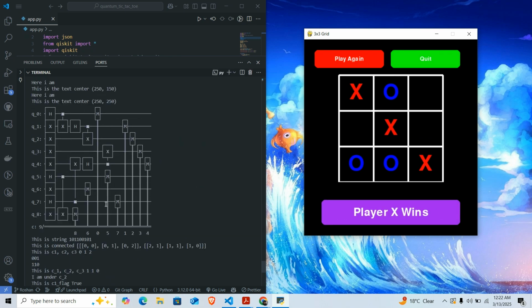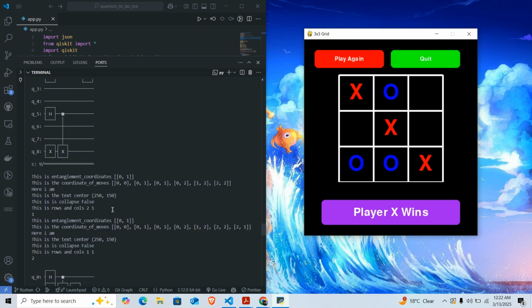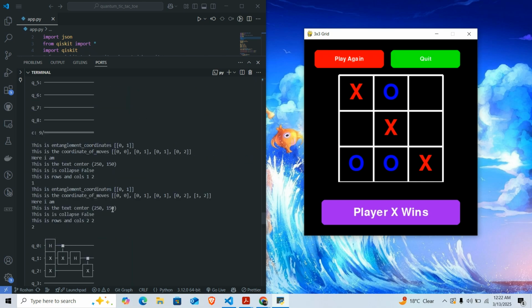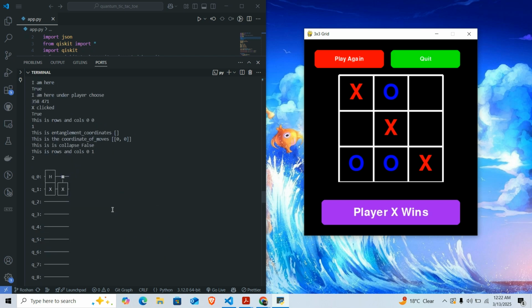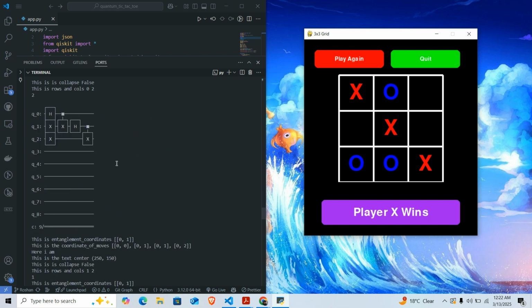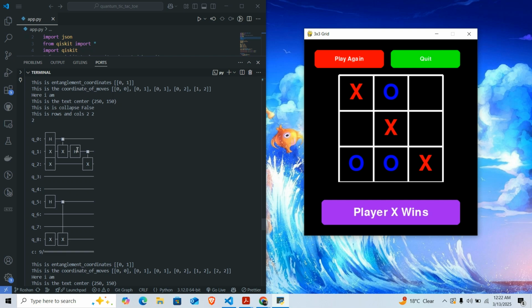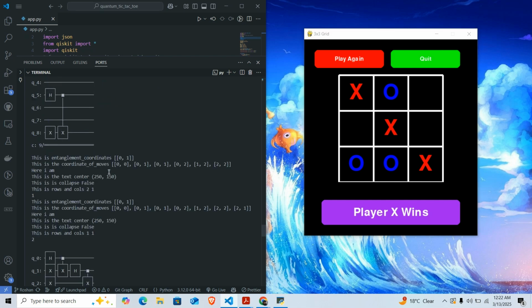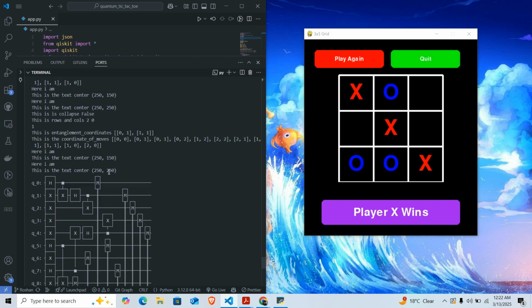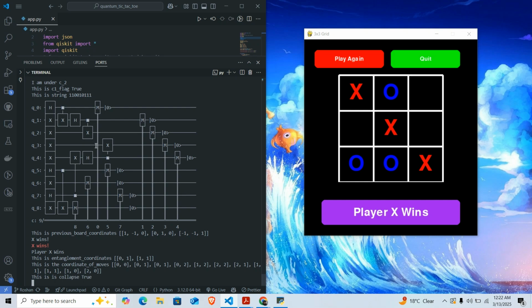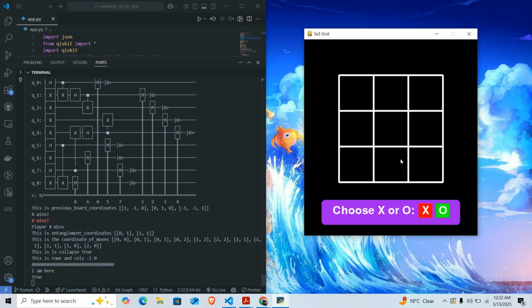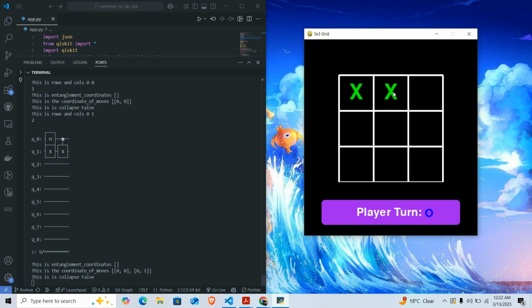For the entanglement, I'll show you the circuit later on. After collapsing, X already wins here. So let's play again, and let me show you the entanglement circuit.